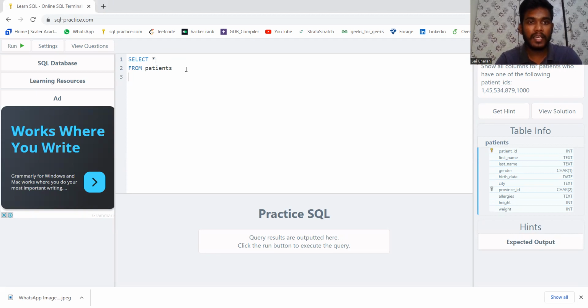So now they gave a condition, that is we need to extract only these. There is a set of particular patient IDs. We need to retrieve their information, right? So where patient ID in 145, 534, 879, comma 1000. So these are all the patients we need to retrieve, right?